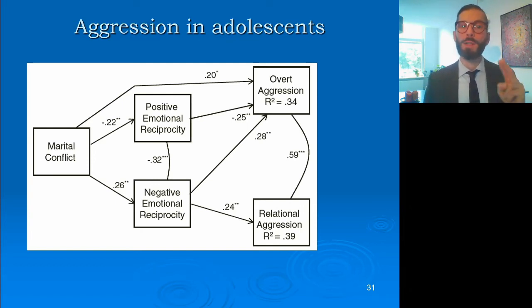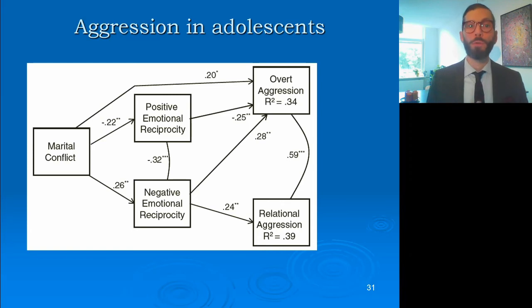So what we see here is a direct effect from marital conflict onto overt aggression with a value of 0.20. We don't see a direct effect of marital conflict onto relational aggression, and we do see several indirect effects. For example, there is one that goes from marital conflict to positive emotional reciprocity with a value of minus 0.22, and then an effect from positive emotional reciprocity to overt aggression with a value of negative 0.25. Now, these paths are both about minus 0.25.